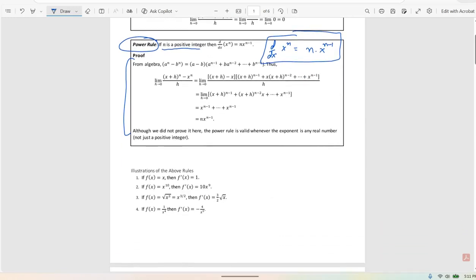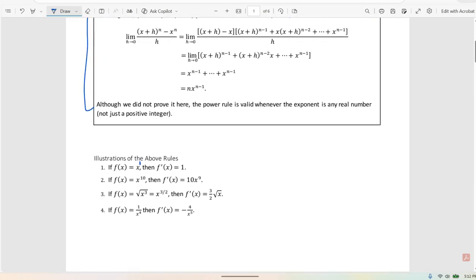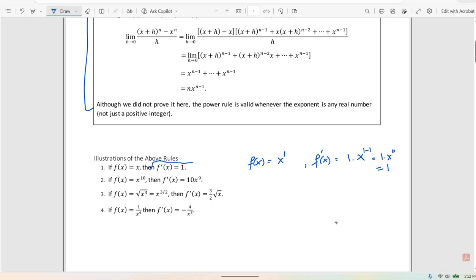Let's use the power rule here. For example, let's say f of x is x. If f of x is x, then the power is 1, right? So let's say f of x is x to the power 1. Using the power rule, the derivative will be 1 comes down, x to the power 1 minus 1, so 1 times x to the power 0, that will be 1. Anything to the power 0 is 1. So in general, whenever you're just differentiating x, you're going to have to remember this as a formula too. You can add this to your formula list too. The derivative of x is always just 1.